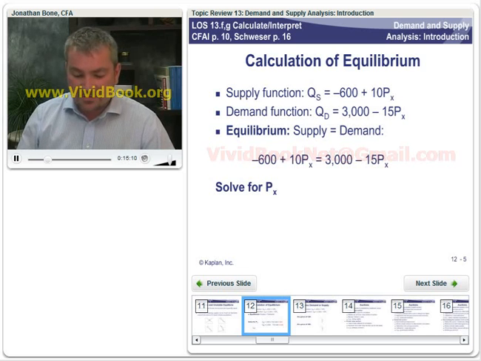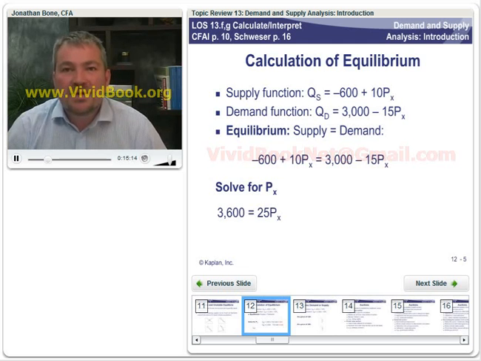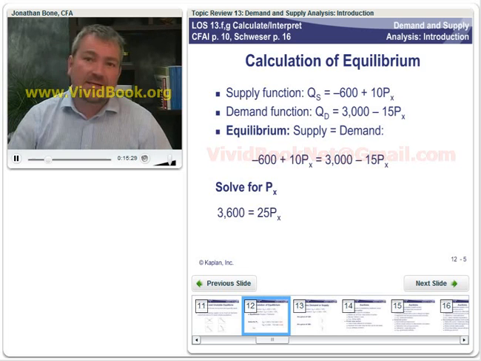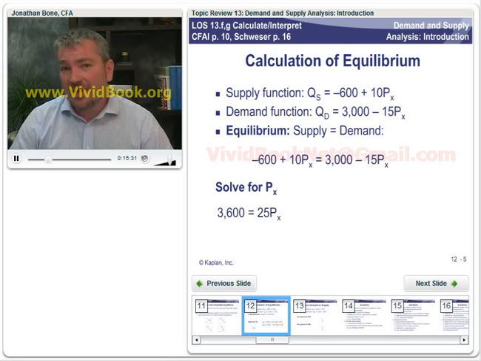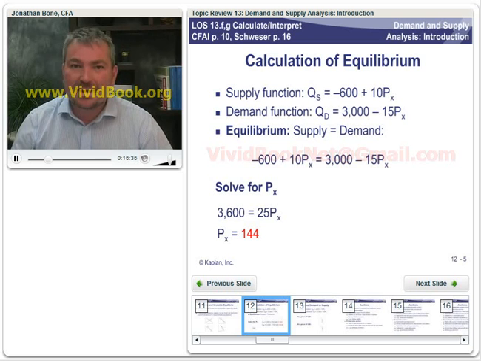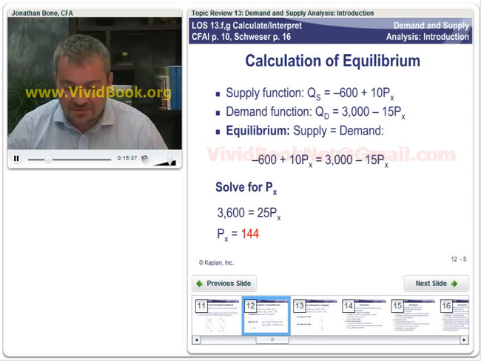So to solve for Px, with a bit of rearrangement of our formula, swing the 600 across by adding it to both sides. That gives us 3,600. Add 15 Px to both sides. That gives us 25 Px. So the equation becomes 3,600 equals 25 Px. Divide both sides by 25, and therefore Px becomes 144.